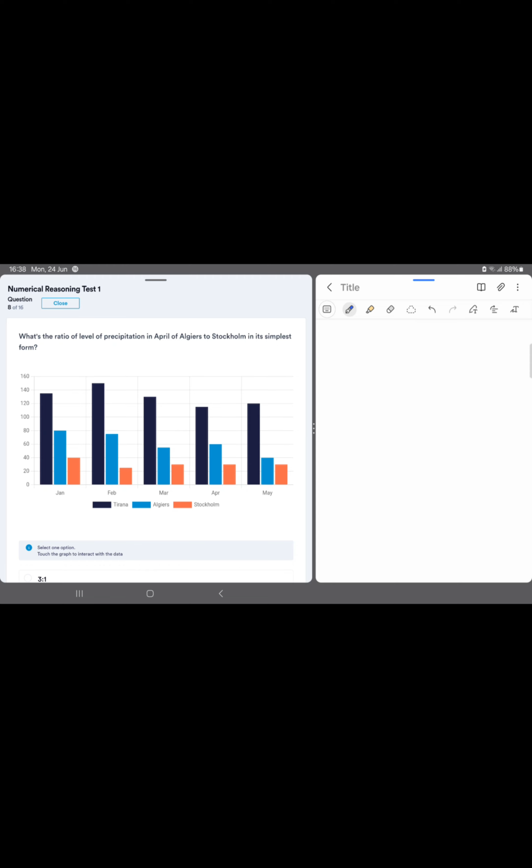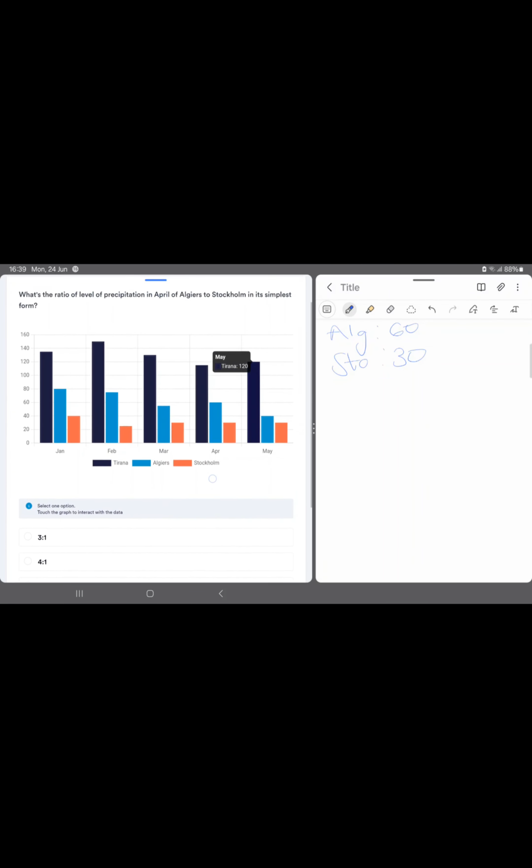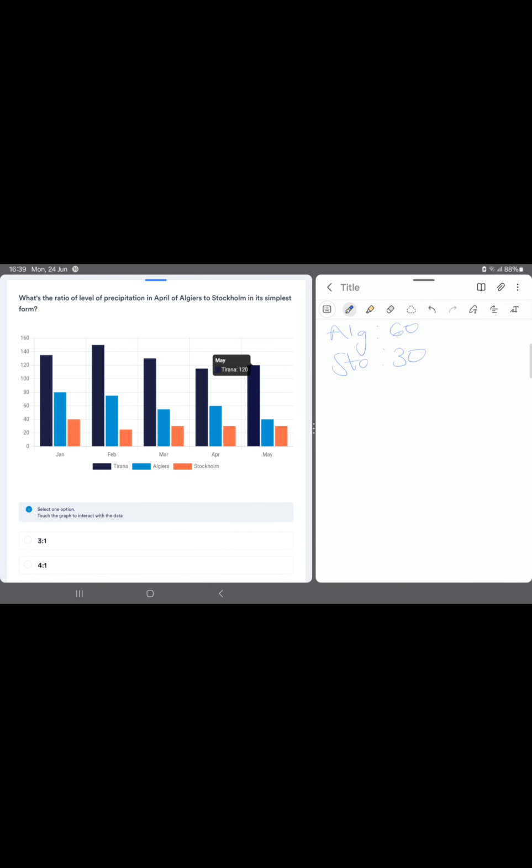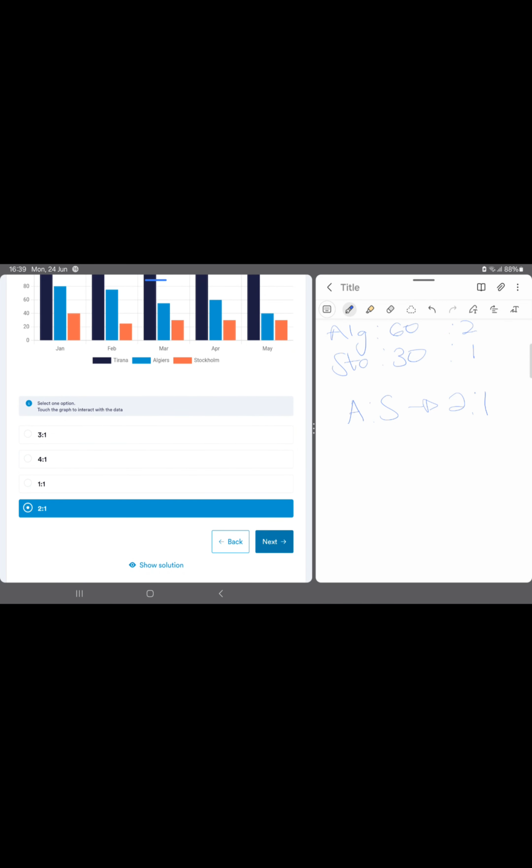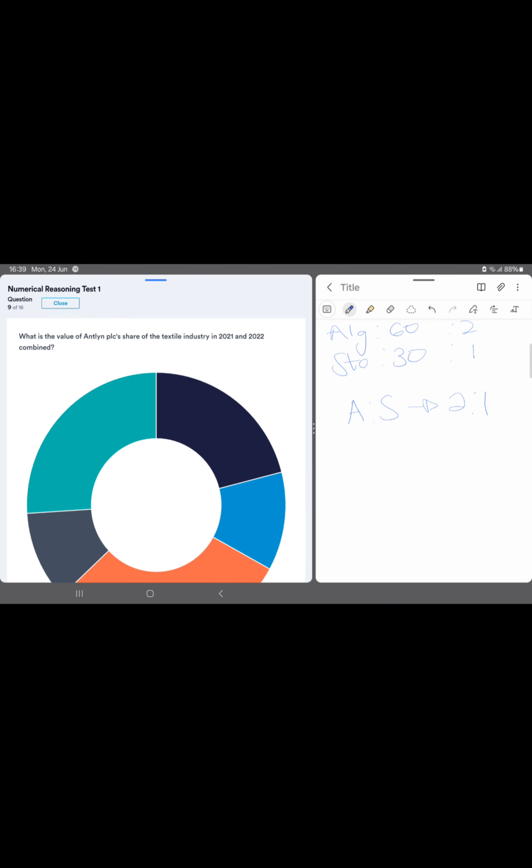Okay, so the question says, what's the ratio of level of precipitation in April of August to Stockholm in its simplest form? So we are looking at April, and for August, we've got 60. And then for Stockholm, we've got 30. So looking at this, 30 goes into 60 twice and into 30 once. So for A to S, we will have 2:1, which is the fourth option. Then we'll move on to the next question.